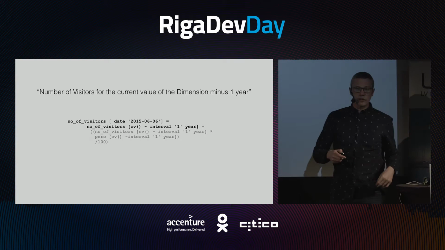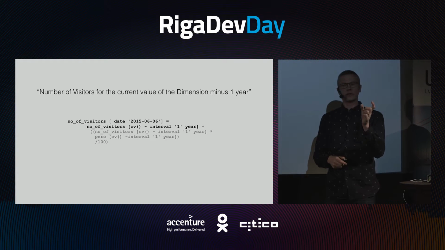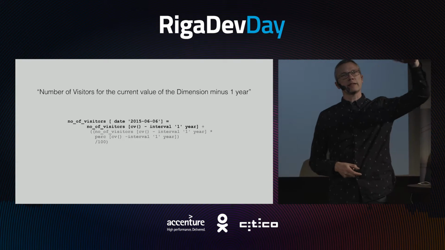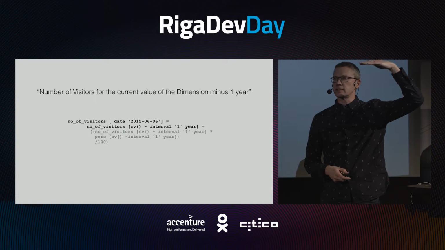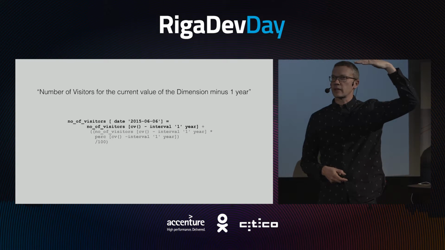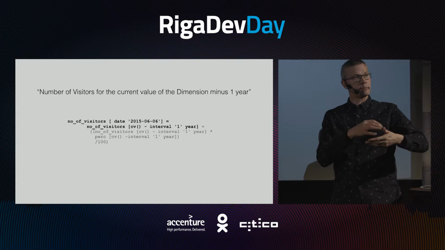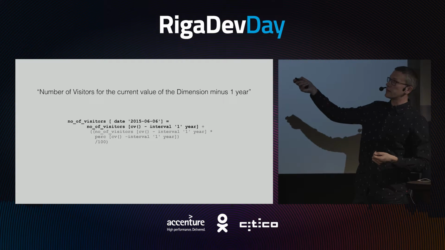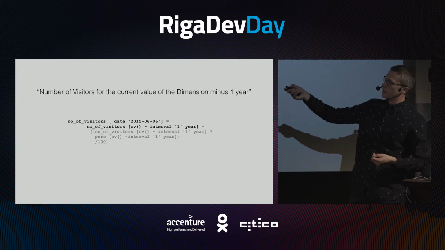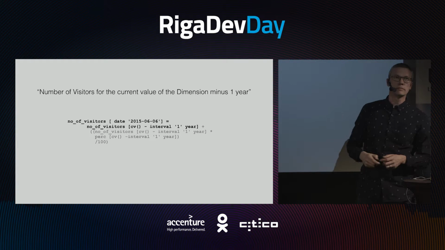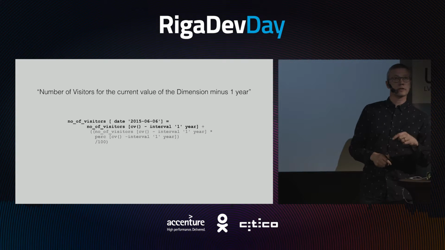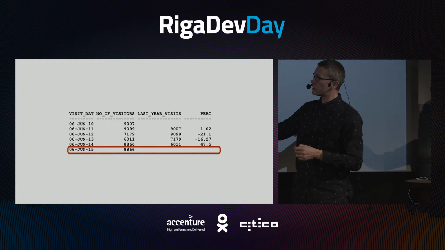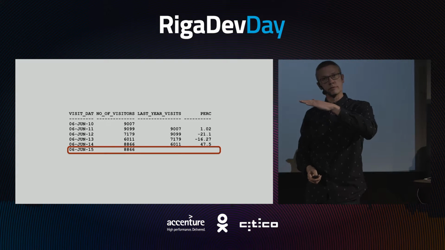The number of visitors of the current value, minus 1 year. So what we want to do basically is look at last year's number of visitors, and basically copy that one down and then manipulate it more. So the number of visitors of the year that we're interested in is going to be the current value minus an interval of 1 year. So last year's visitors. If you just use that, it's going to copy over the 8866 down to that new row.